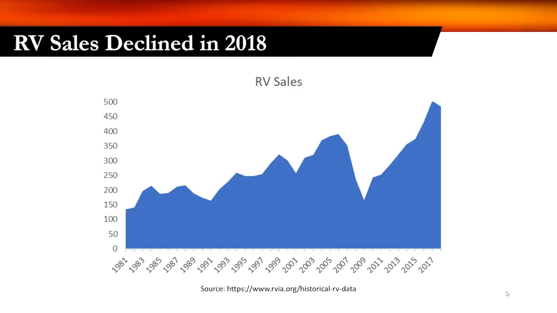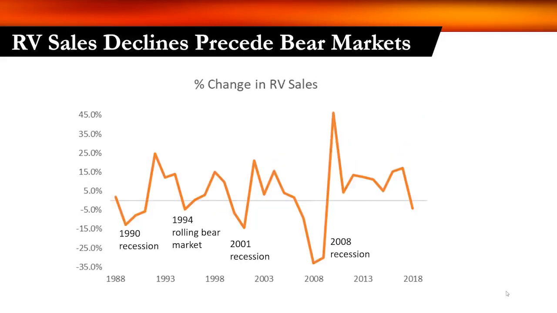RV sales, recreational vehicles, might be the ultimate luxury purchase, and they require a great deal of consumer confidence. When you're buying a new RV, you're spending a lot of money, and you're committing to spend a lot of money in the future on maintenance and potentially storage costs. Again, this is an indicator with a high degree of reliability. We tend to see a dip right before a recession. The only time it dipped when we didn't have a recession was the 1994 rolling bear market.